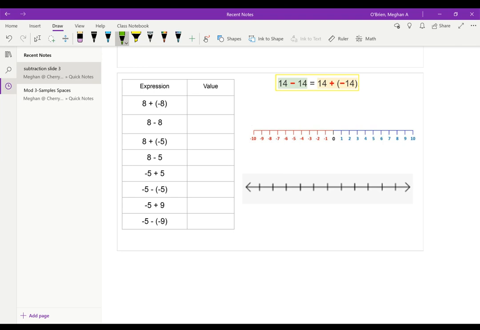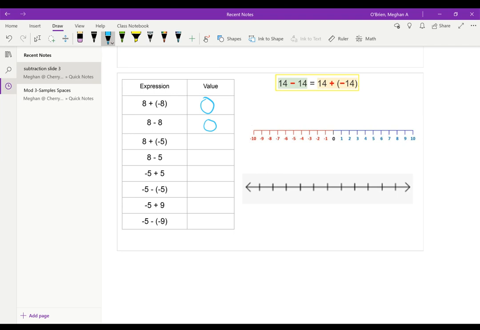Here we go. Here's the expression 8 plus negative 8. I know from last week, these are opposites and their value is 0, because that's like having $8 and then losing $8. Well, I'm back at 0. Next expression, 8 take away 8. That's also 0. Same context. I have $8 and I lost $8.